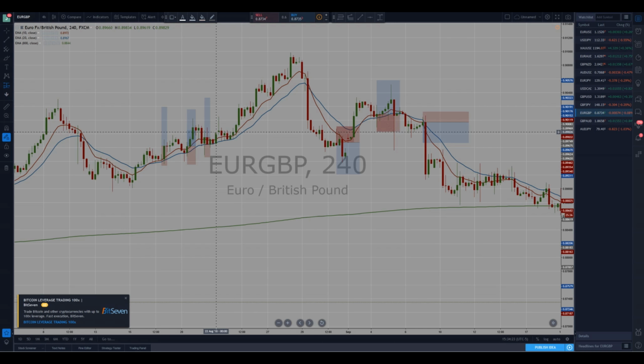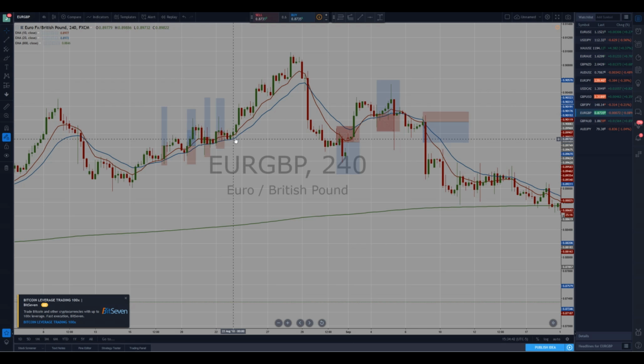Next one would have been this bullish engulfing candlestick. Set your stop loss below the EMAs and below the wicks. Set your take profit 2 to 1. There's your fourth entry.